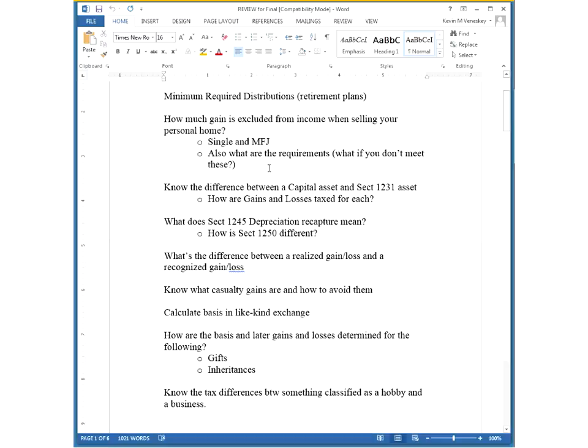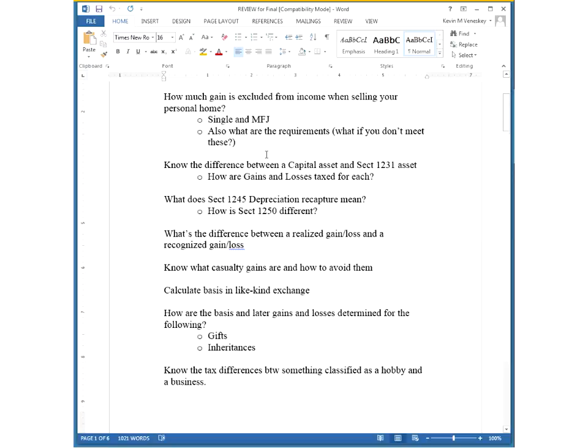Then we went on and talked about selling of the home. Remember, you're allowed $250,000 of excludable gain if you're single and you've lived there for 2 years. However, if you're married, you get up to $500,000 that you do not ever have to report, nor does it go on to the new home.